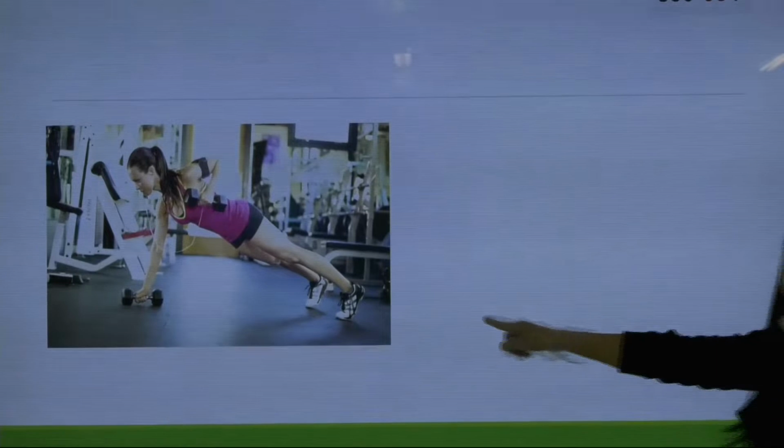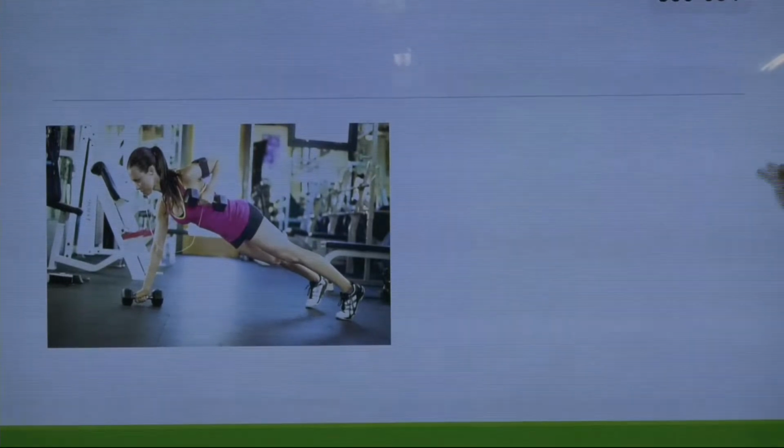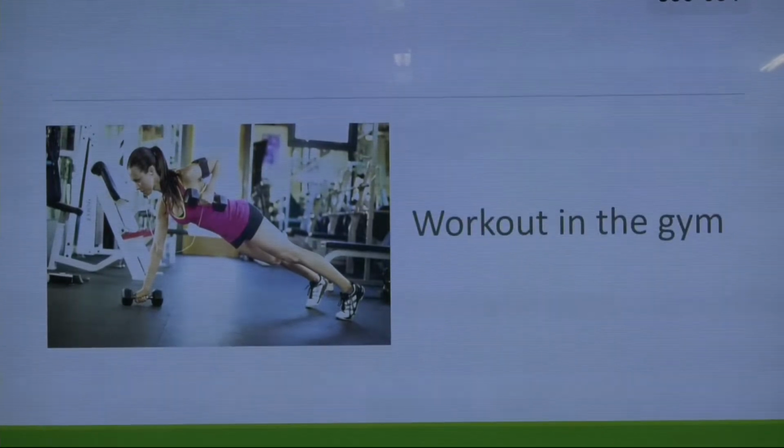And many of you like this nowadays. How to say this in English? Tell me. Yes, work out in the gym.